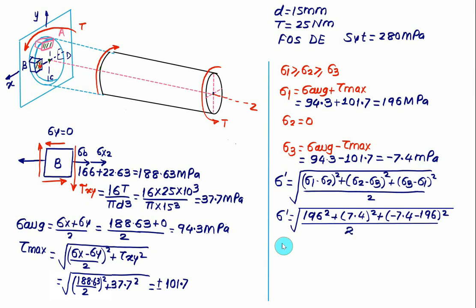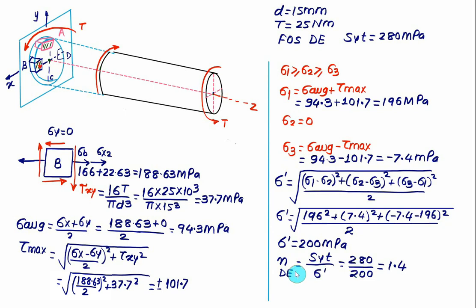So this answer is very close to 200 megapascal, approximately 199.9, and therefore the factor of safety by distortion energy theory will be equal to SYT divided by the von Mises stress. In this case we have SYT equal to 280 divided by 200. So we have the factor of safety equal to 1.4. So in this fashion the complex loading will be handled step by step.